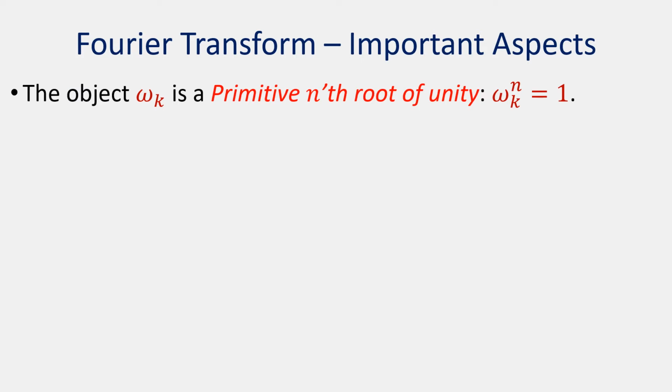There are a number of important aspects of the Fourier transform if we look at that process in more detail. The first one, I mentioned we'd seen this object in the summation earlier in this part of the module. And we have, because this object omega sub k, this is what we called a primitive nth root of unity. In other words, if we raise it to the power n, then we get the outcome 1.